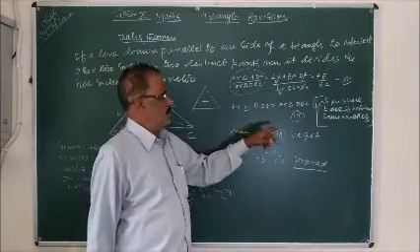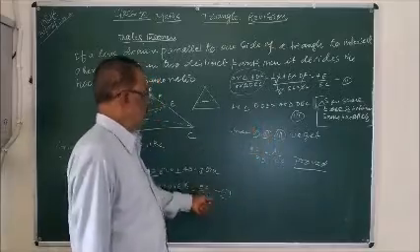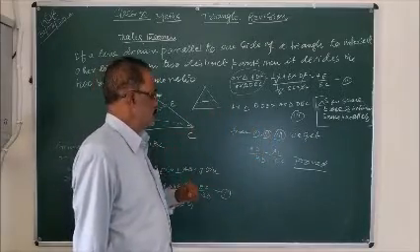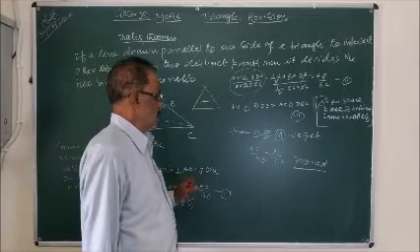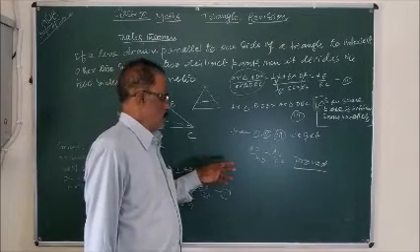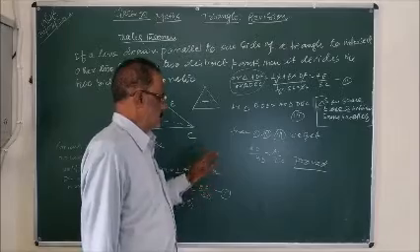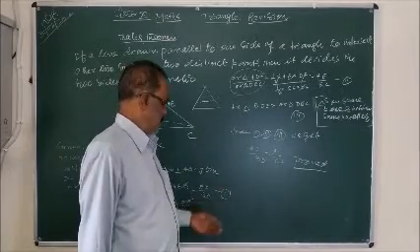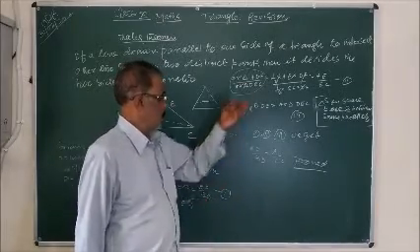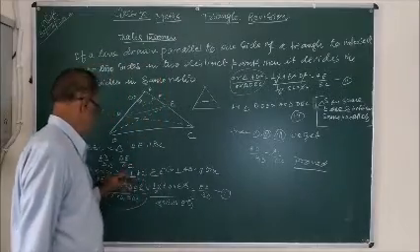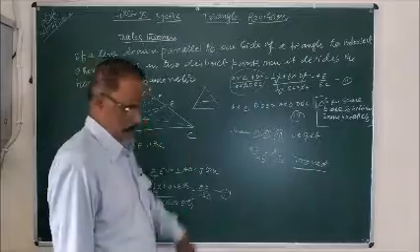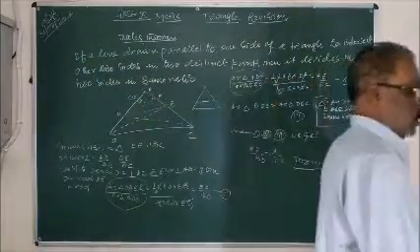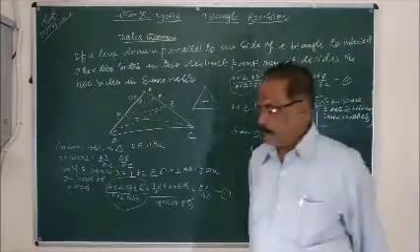Now what do you see? If you consider first, second and third, the left sides are equal, and therefore from this observation we can see AD by BD is equal to AE by EC. That was to be proved. This is the third theorem. So the third theorem you will study.